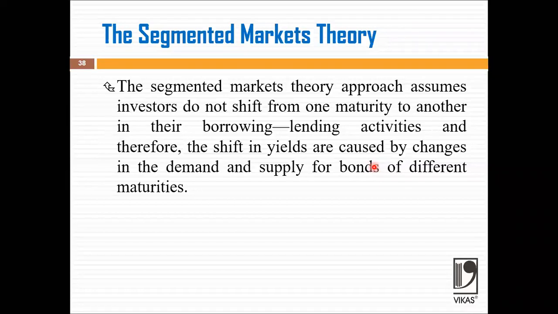So they do not switch from short term to long term, right? Therefore, the shifts in yield are caused by changes in the demand and supply of bonds of different maturities. This is an assumption behind segmented market theory.